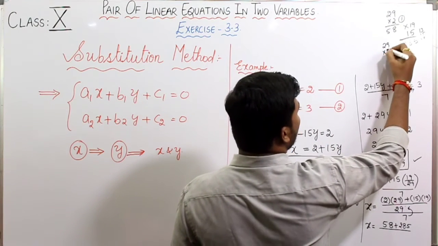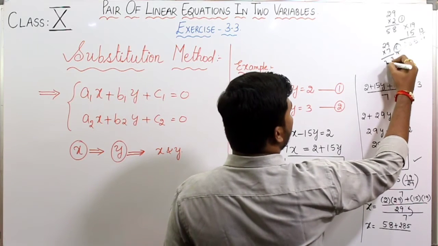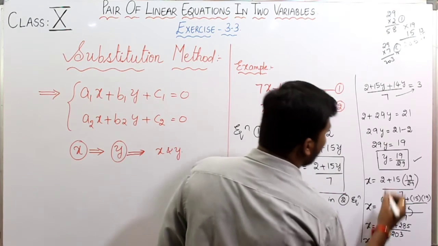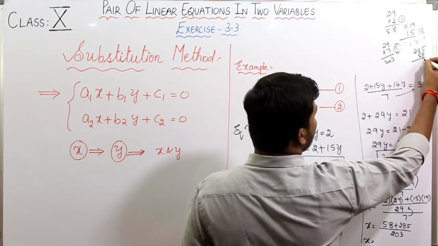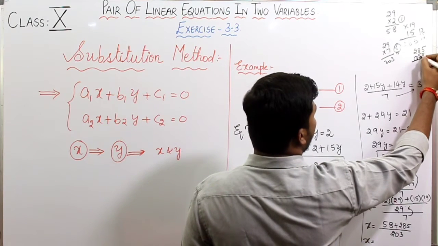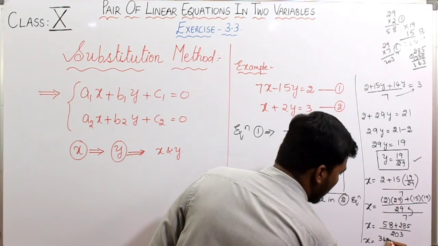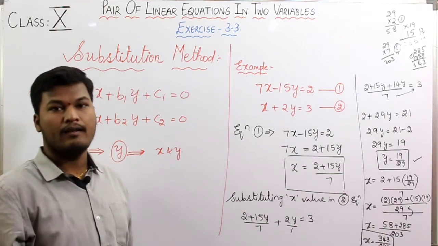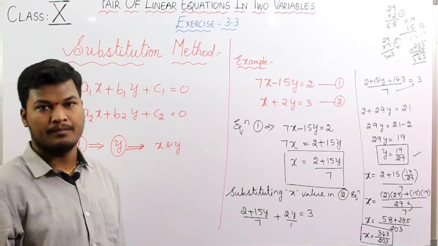Then this will be multiplied with this, so 29 into 7: 7 nines are 63, 7 twos are 14, so 203. So then x will become (285 plus 58) by 203, that is 343. Therefore the x value is 343 by 203. So this is how we find the values of x and y by using the substitution method.